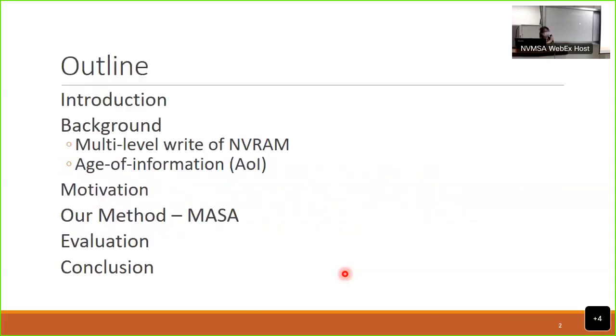This is today's outline. I will introduce the system architecture of this work in the introduction section. I will explain what is the multi-level write of the non-volatile random access memory and introduce what is the age of information in the background section. And then I will point out our motivation and introduce our method, which is called MASA, and show the evaluation and conclude this work.